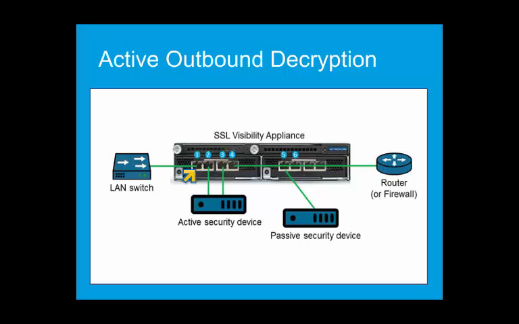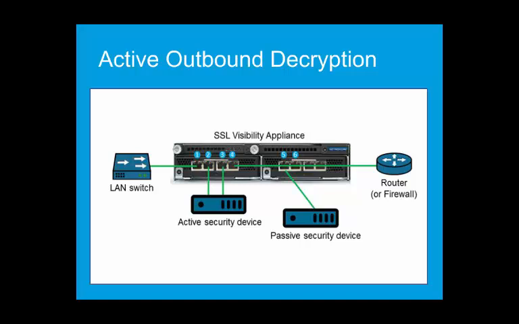With port 1 connected to the inside local network, port 2 the active security device, port 3 the other side of the active security device, port 4 the outside of the network or router, and port 5 to the passive security device, a failure will allow the active security device to continue to receive all traffic. The loss in this case will be SSL decryption and the passive device.